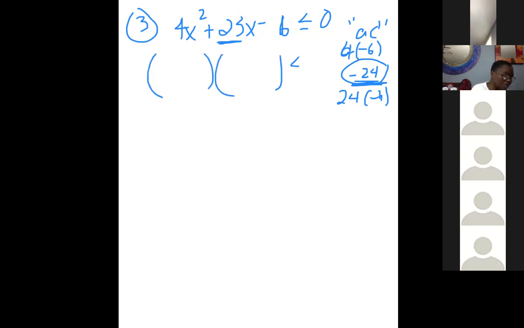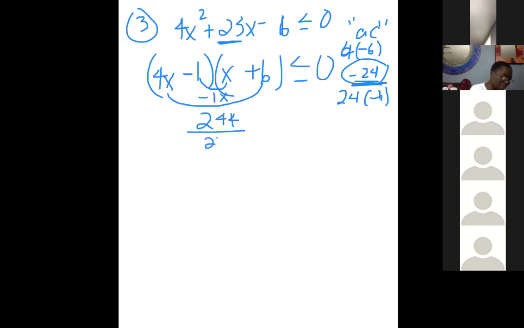Now, if you guys want to do the AC method, go ahead. But I'm just going to guess and check this one. The 4x squared, I'm splitting up into 4x times x. And then the -6, guys, I am going to split up into -1, +6. Why did I split it up like that? Because I want to multiply the 4x and the 6 so I get my 24x, and multiply these two together so I get -1x. And when I add them together, I get my 23x. So there's your factors.